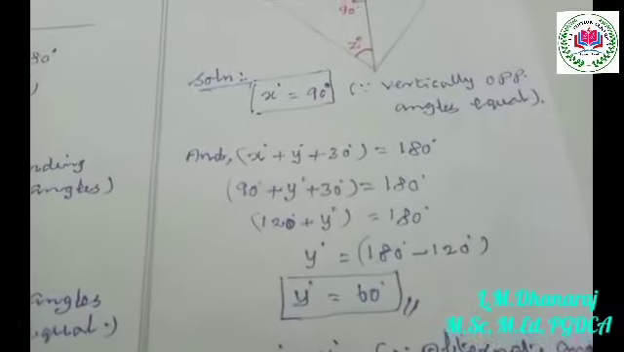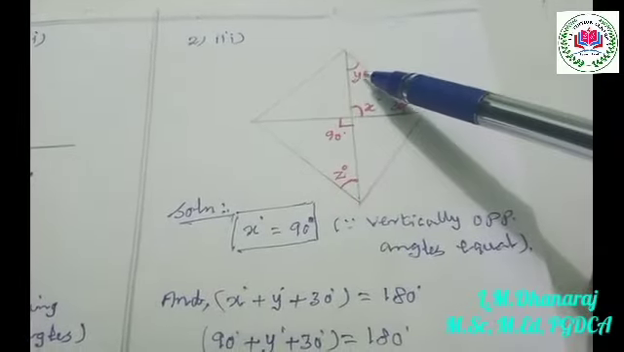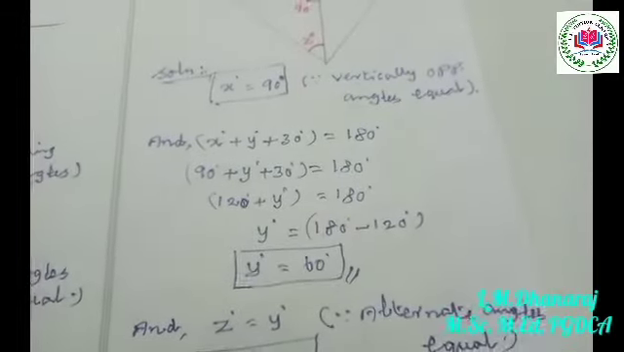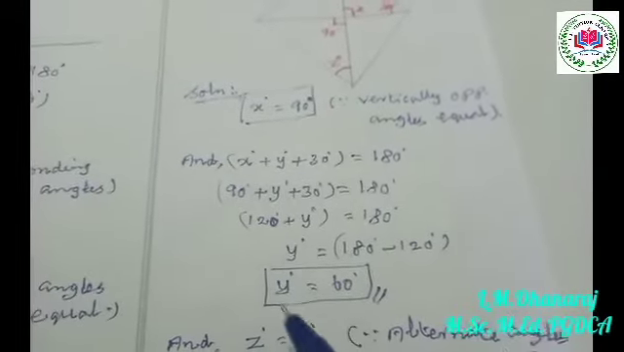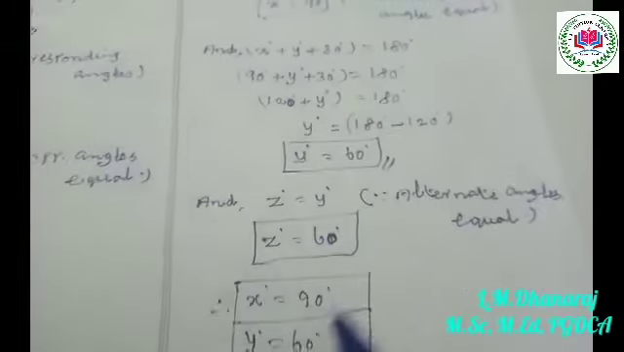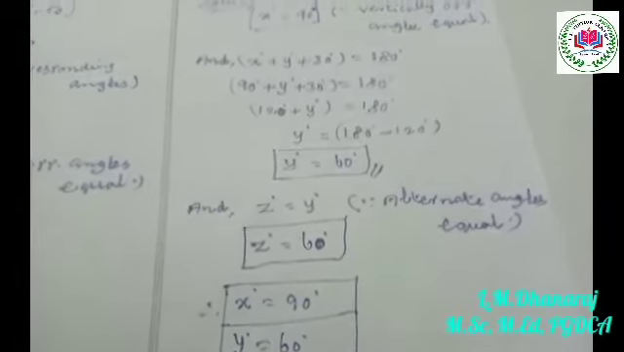Now z degree is equal to y degree because angle z is equal to angle y, which means the alternate angles are equal. So since y is 60, z also will be 60 degree. So x degree is 90 degree, y is 60 and z is 60 degree.